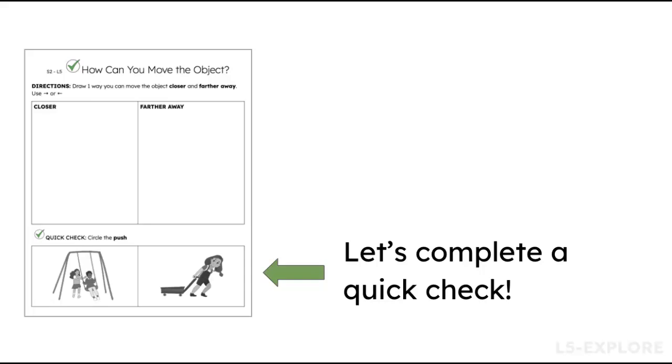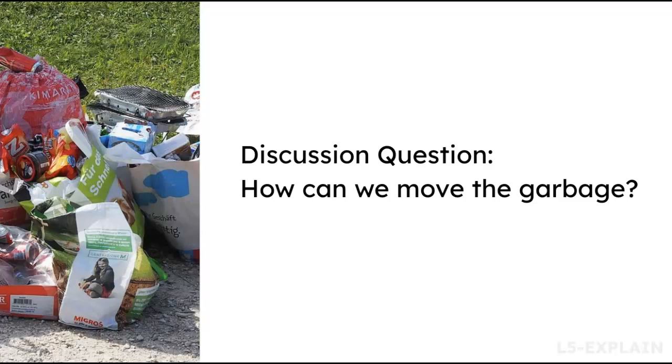Have students use the How Can You Move the Object student journal page to complete the quick check at the bottom of the page. See the assessment tracker for guidance on this formative assessment. In the Explain portion of this lesson, you will invite students to gather in a circle to share their findings from their pushes and pulls investigation. You will use the following question to guide your discussion around how can we move the garbage? You will use this discussion to create the Lesson 5 summary chart.